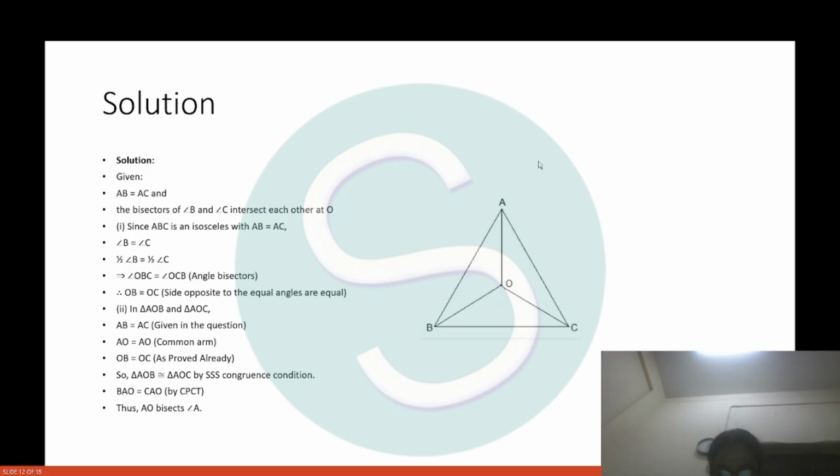So by side side side congruency, triangle AOB is congruent to triangle AOC, right? So by CPCT, angle BAO equals angle CAO, which proves that AO bisects angle A. So students, this is all about today's class.